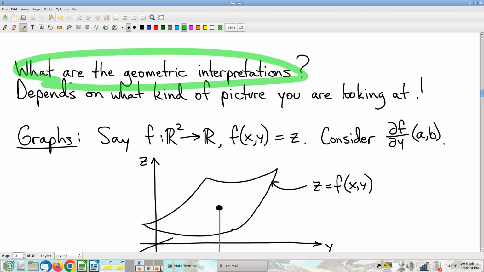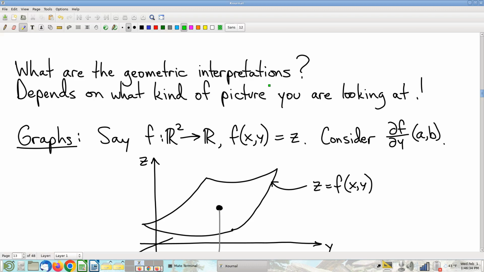Is it always an important question when you define some object algebraically? You better make sure that it makes some sort of geometric sense or physical sense or something like that. Otherwise, you're just playing games. So is there a good geometric interpretation?